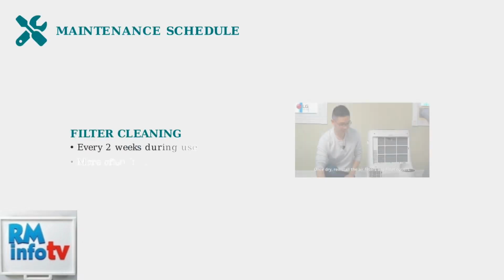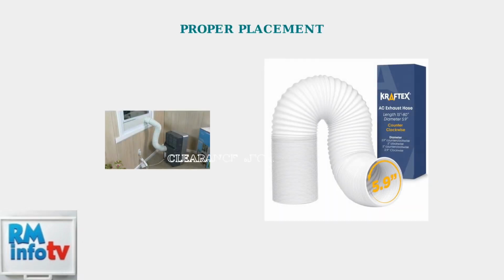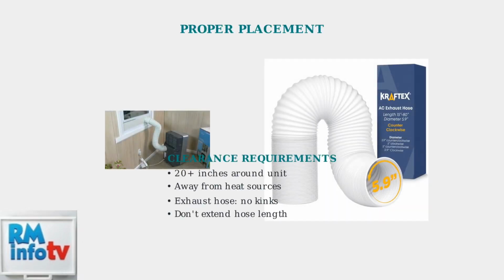Regular maintenance is essential for optimal performance and longevity. The most important task is cleaning your air filters every 2 weeks during regular use. Proper placement is crucial for efficiency. Ensure at least 20 inches of clearance around the unit, keep it away from heat sources, and check that the exhaust hose is properly connected without kinks.